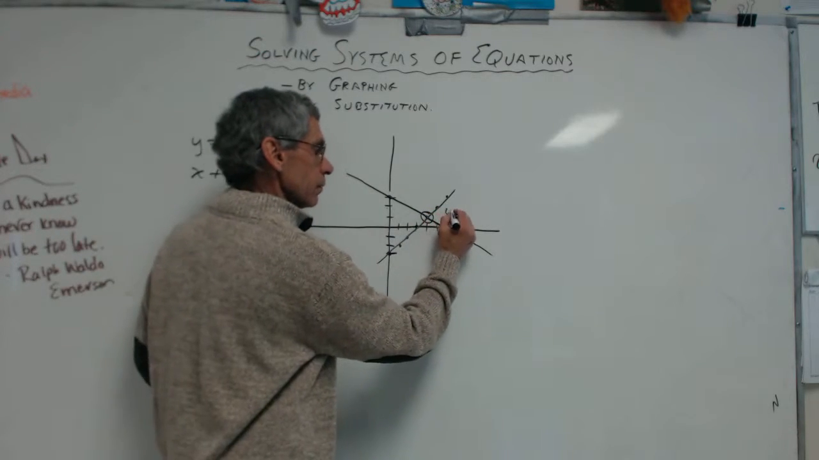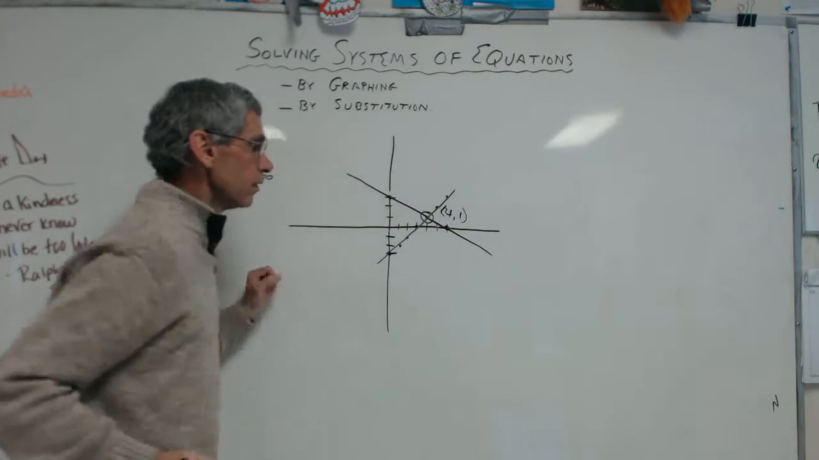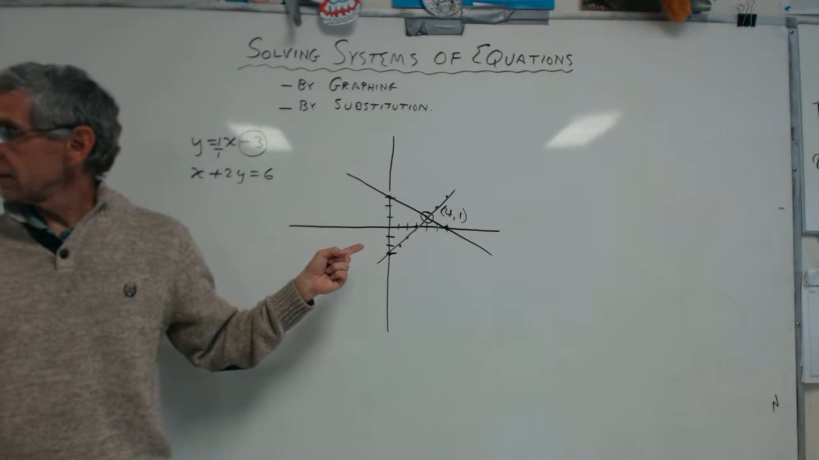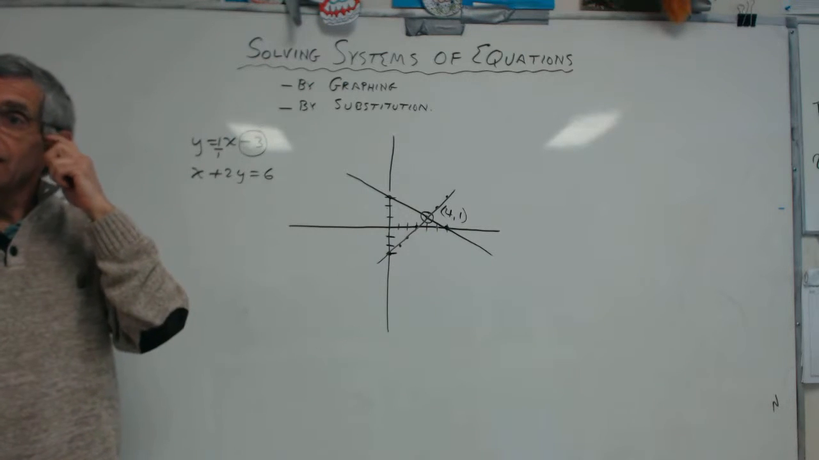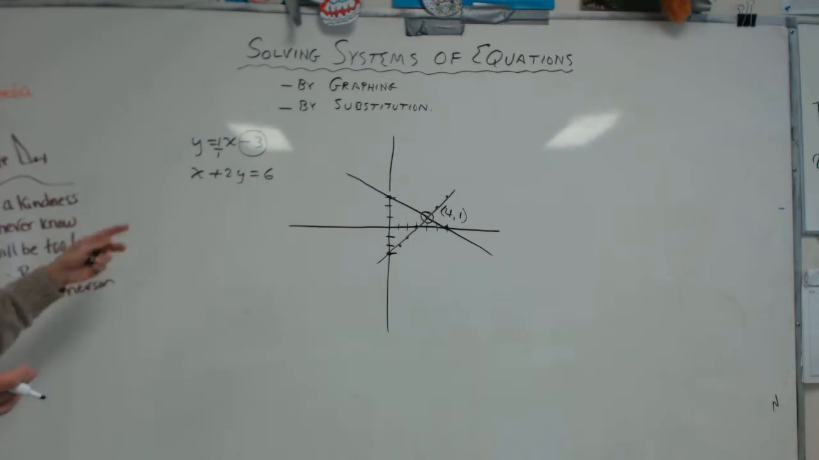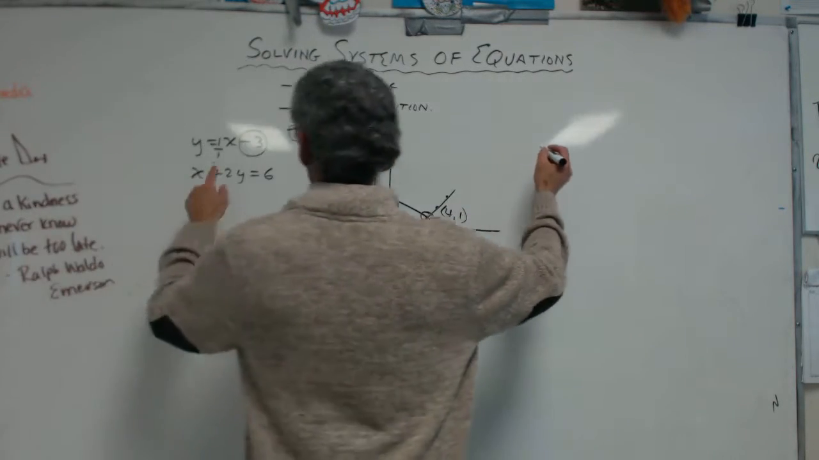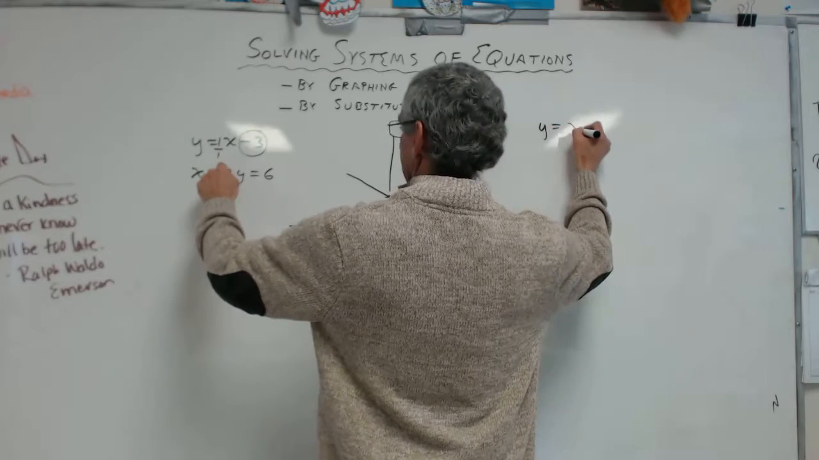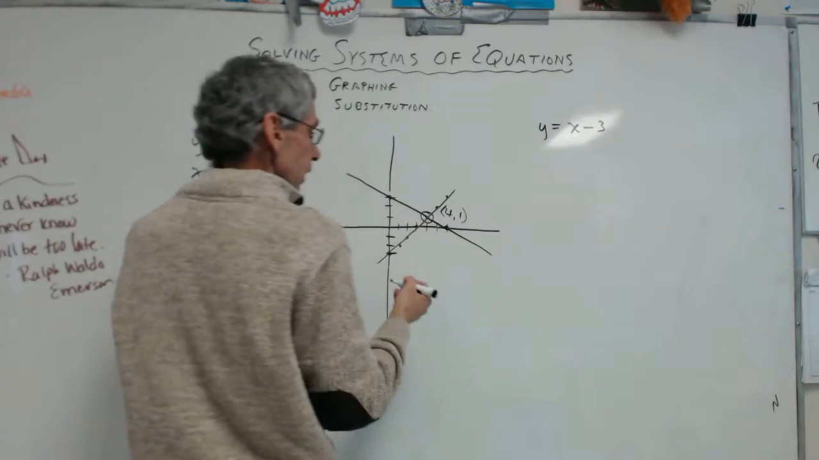4, comma 1. Now, that to me looks like the right answer, doesn't it to you guys? The only thing is with graphing, you never know, so you have to check it. So that means I would take my equation, y is equal to x minus 3, and I would plug this in.